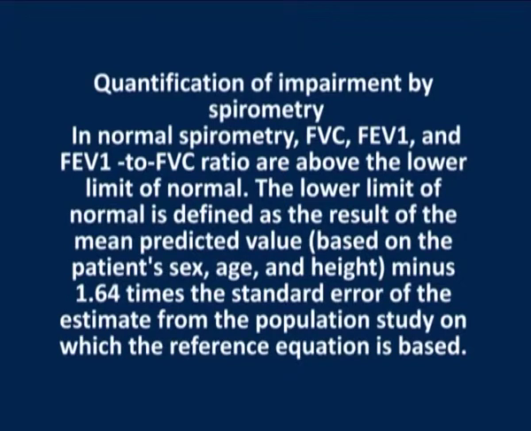Now, quantification of impairment by spirometry. In normal spirometry, FVC, FEV1 and the FEV1/FVC ratio are above the lower limit of normal. The lower limit of normal is defined as the mean predicted value based on the patient's sex, age and height minus 1.64 times the standard error of the estimate from the population study on which the reference equation is based.